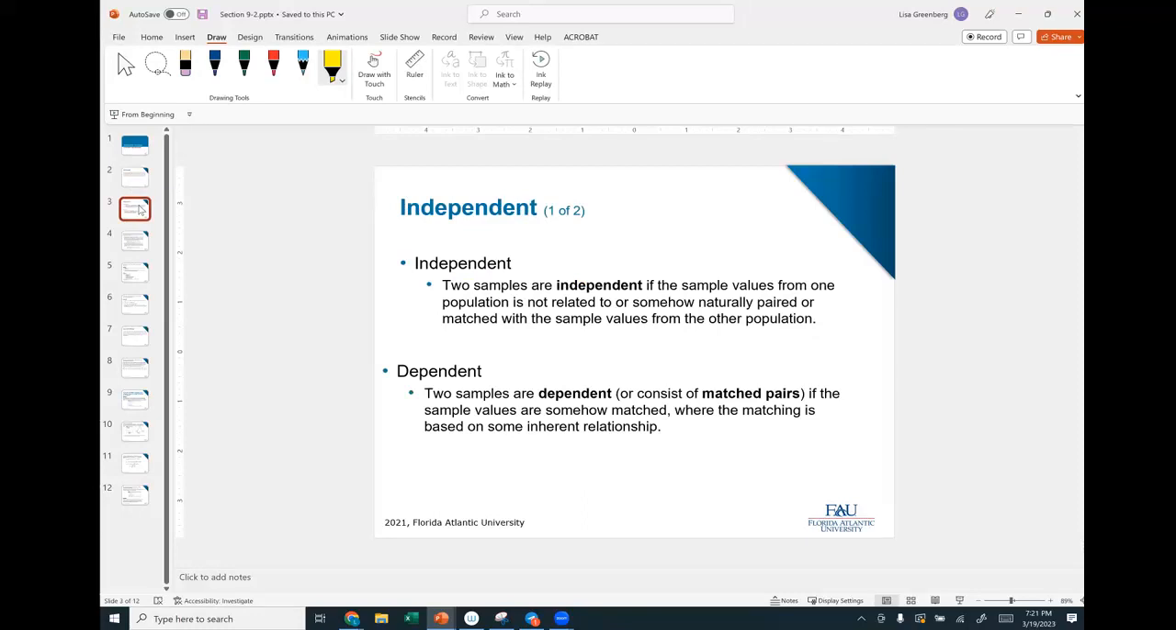So let's talk about the difference between independent and dependent. So independent, two samples are independent if the sample values from one population is not related to or somehow naturally paired or matched with the sample value from the other population. I'll give you an example of it in a minute. Two samples are dependent or consist of matched pairs if the sample values are somehow matched, where the matching is based on some inherent relationship. So let me give you an example.